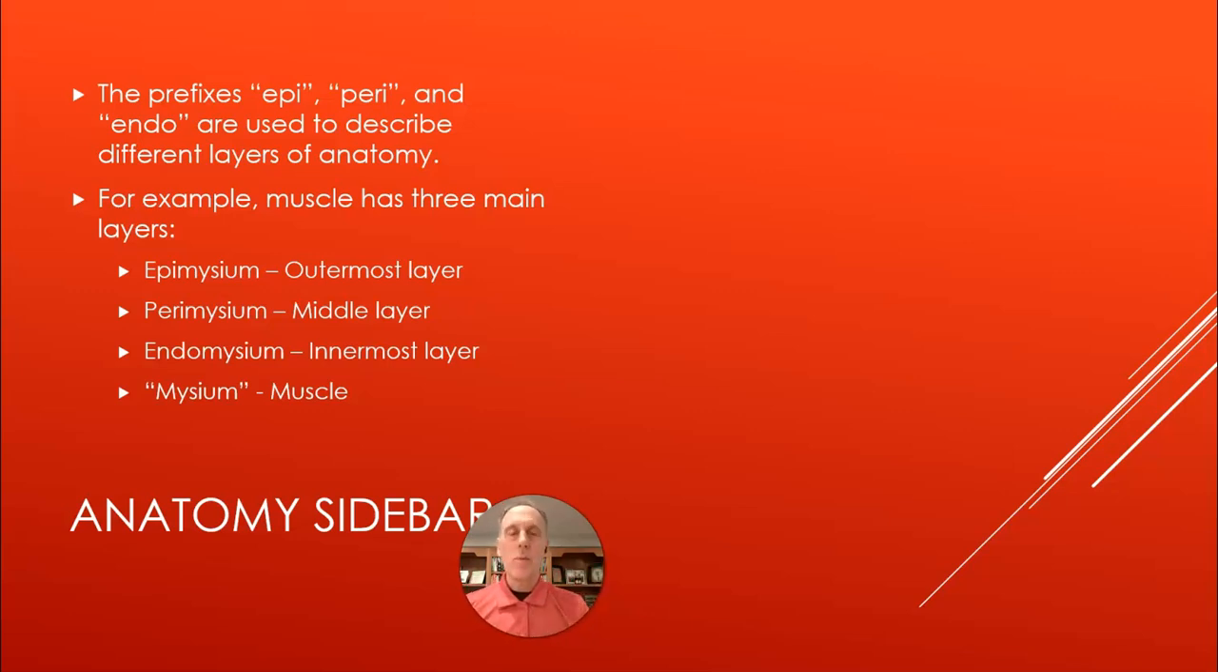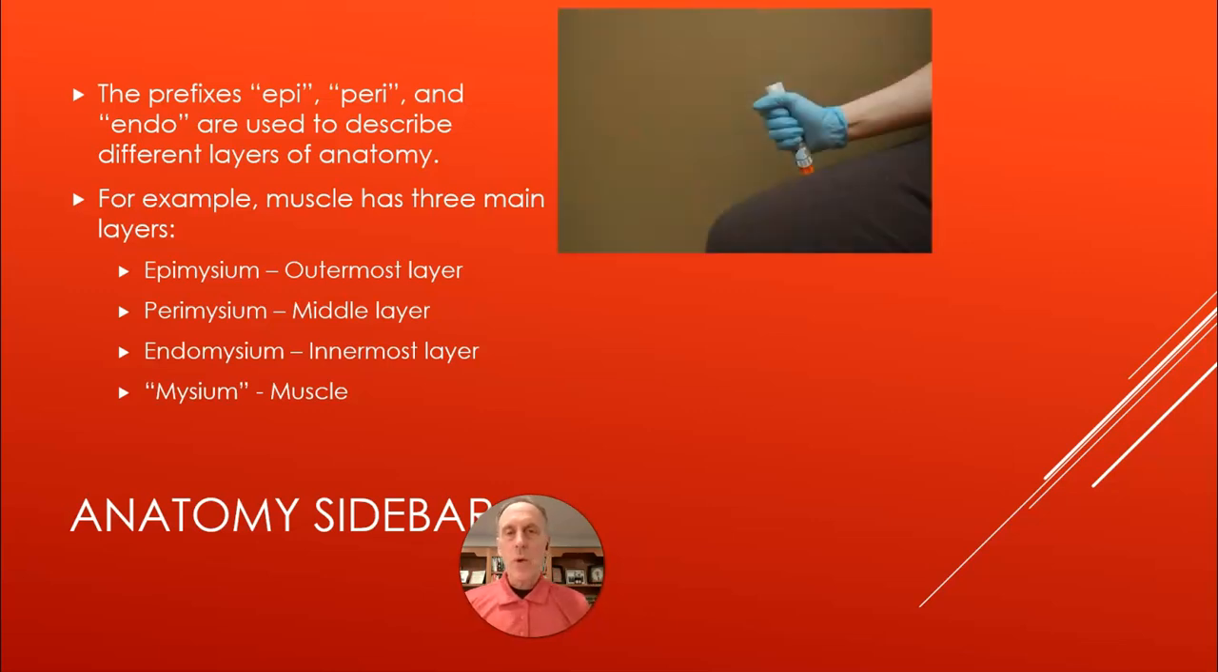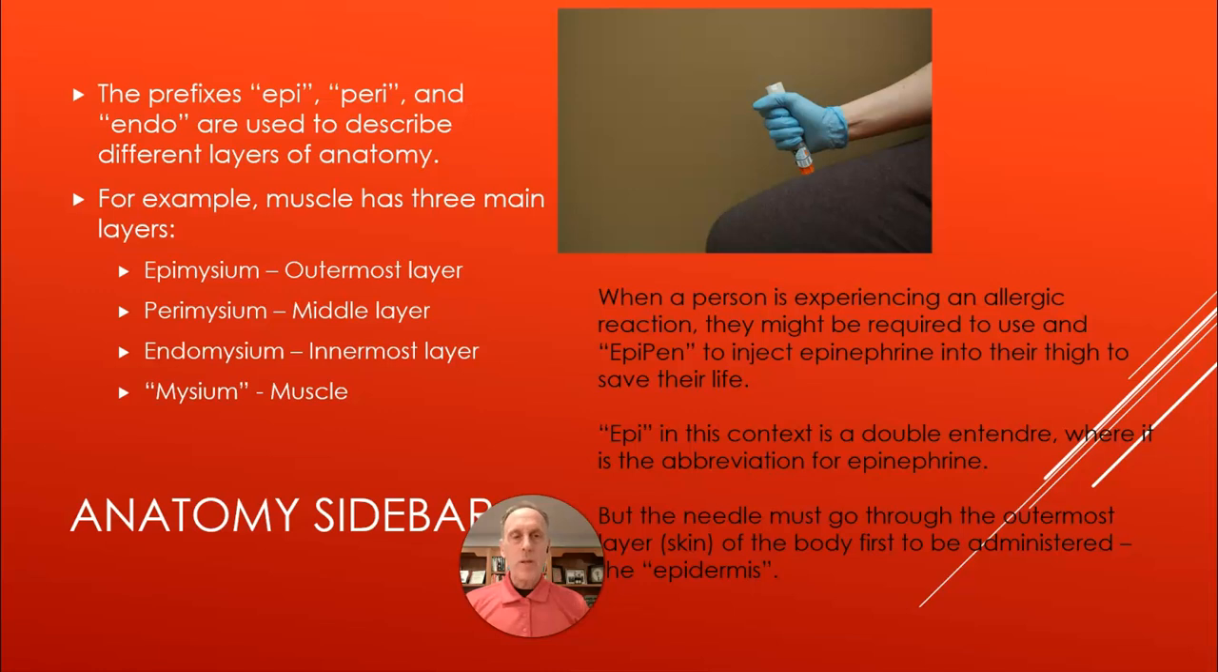Mysium, M-Y-S-I-U-M, is muscle. I believe that's Greek, if I remember correctly. So the way maybe you can remember this is epimysium is the outermost layer. If you've ever been acquainted with, practiced, or had to help somebody use an EpiPen, an EpiPen is used to inject epinephrine into their thigh to save their life if they're having an anaphylactic situation.